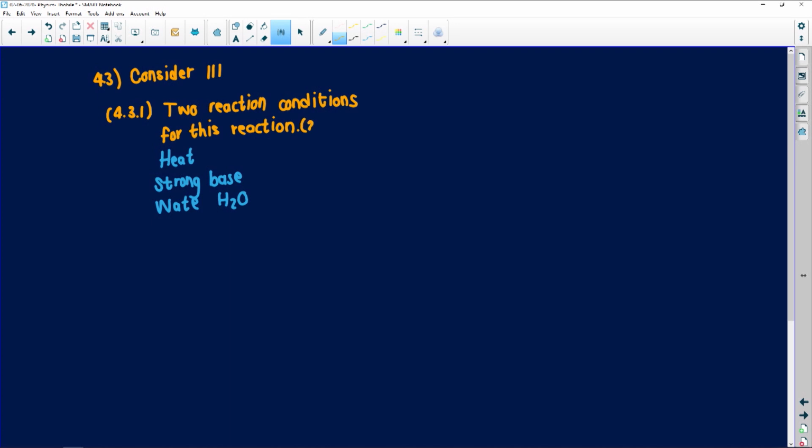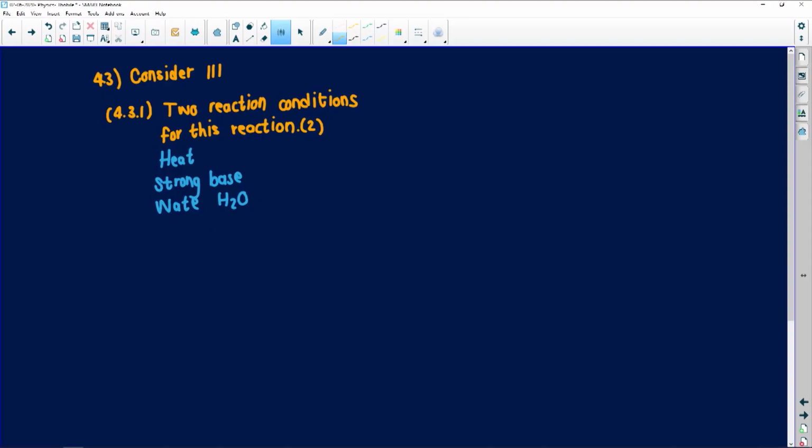This was for 2 marks. The examiner wanted to see whether you understand that for certain reactions to take place, this is what was required. And you could have just named them in bullet points. They didn't say explain and whatever. They just said name the 2.